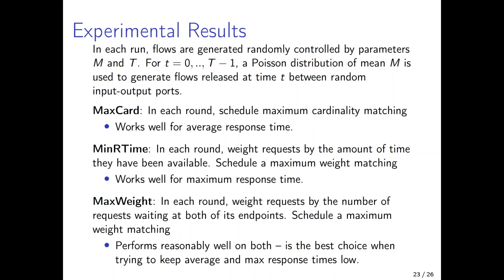The third heuristic, maxWeight, weights edges by the sum of the number of edges waiting at each of its endpoints, and schedules a maximum weight matching in each round. This performs reasonably well on both average and maximum response time, and so might be the best choice if trying to keep both values low.